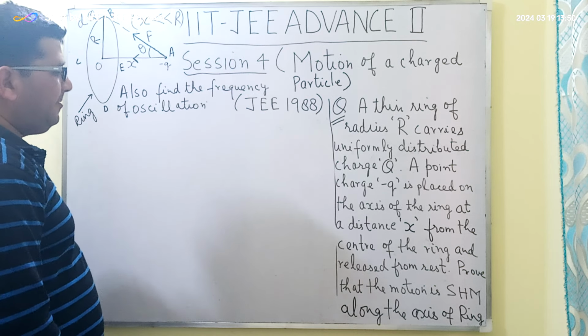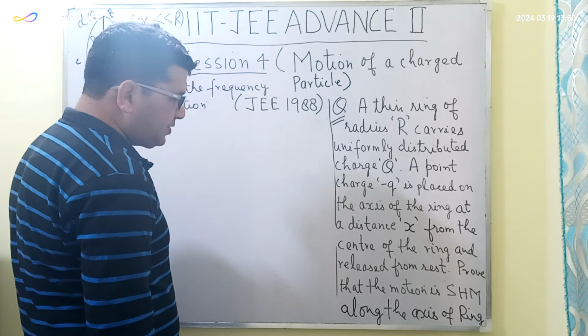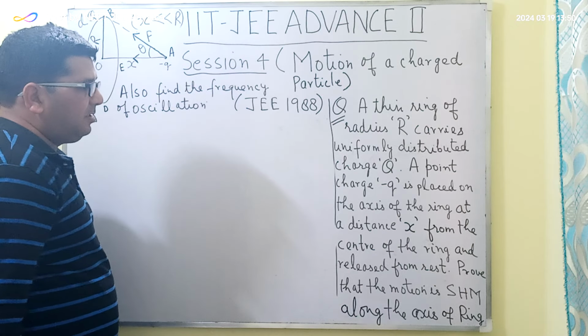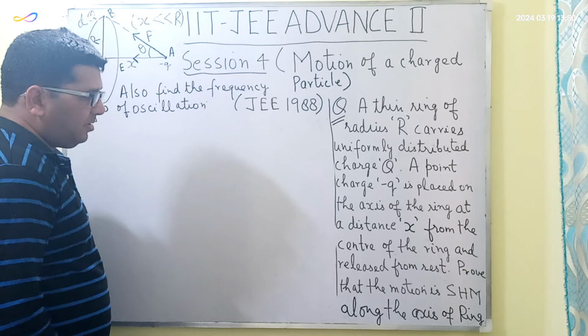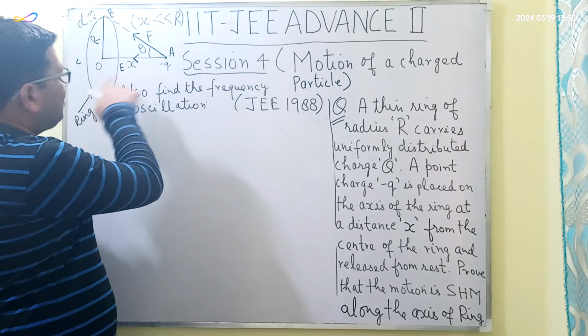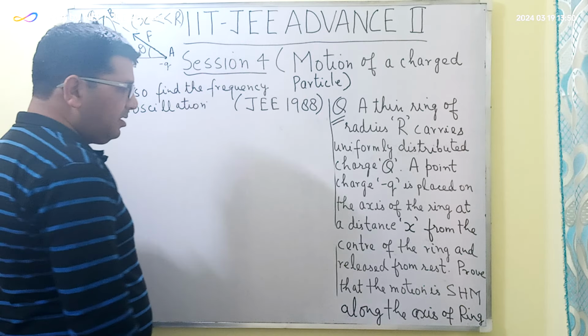So we have to find the nature of the motion of this charge minus Q when it is released from rest along the axis of this ring, and we have to show whether this motion is simple harmonic or not.